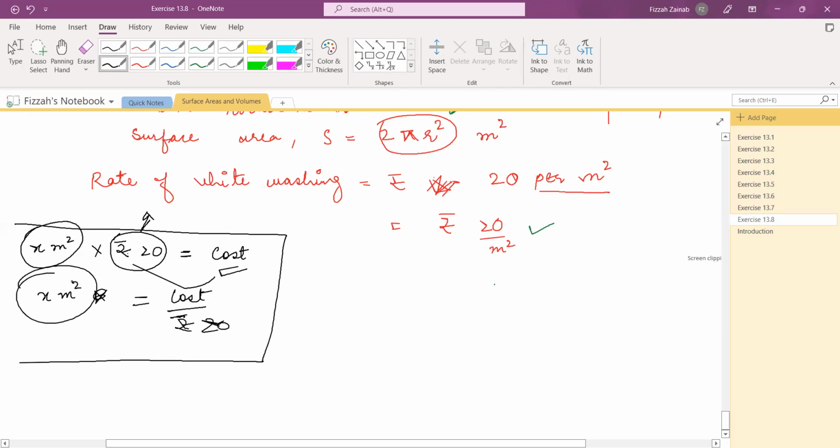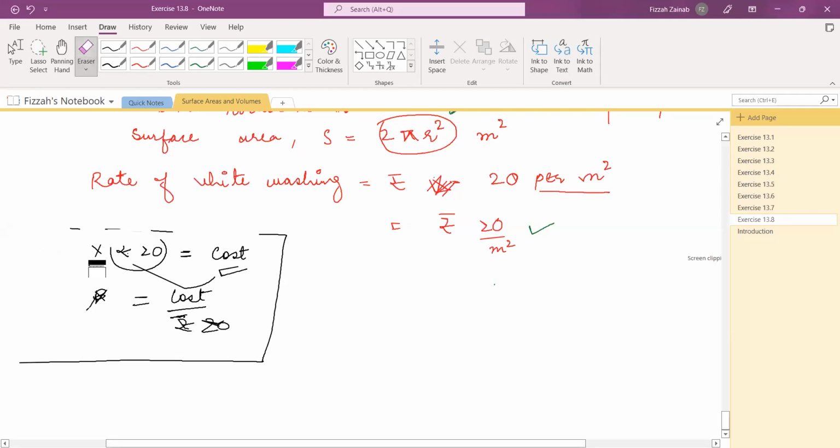Yes, ma'am. So in this question, I'm going to do it like this. I already know the cost, and I already know the rate, so I'll try to find the surface area. That is the approach I'll use here. Okay. Any confusion? No, ma'am. Okay.